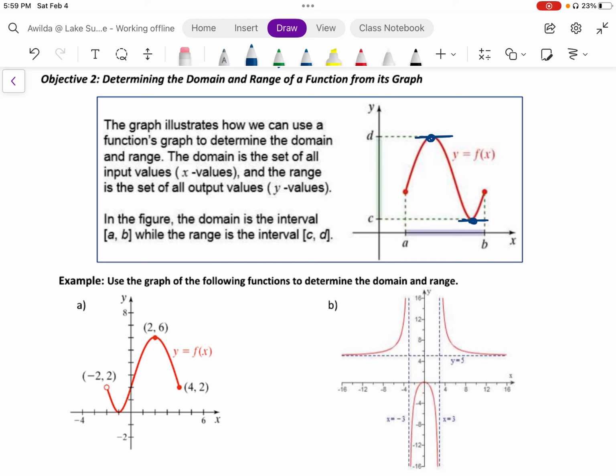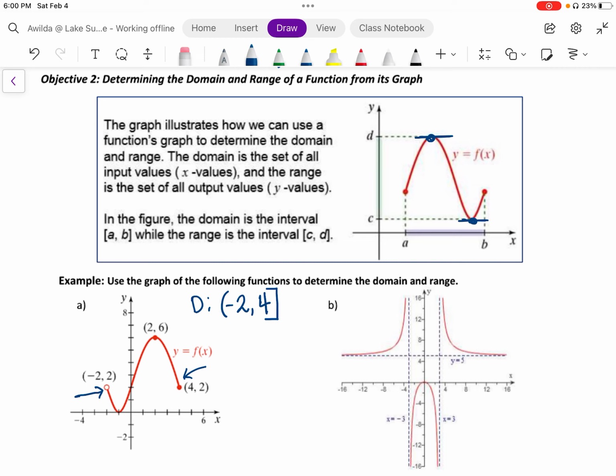So to find the domain, we have to find the leftmost point and the rightmost point. Notice that the leftmost point is open, meaning it's not included in the graph, it's simply a boundary. The rightmost point, however, is solid, and so that point is part of the graph. For the domain then, it looks like -2 is going to be a lower boundary that is not included, and +4 is going to be an upper boundary that is included.